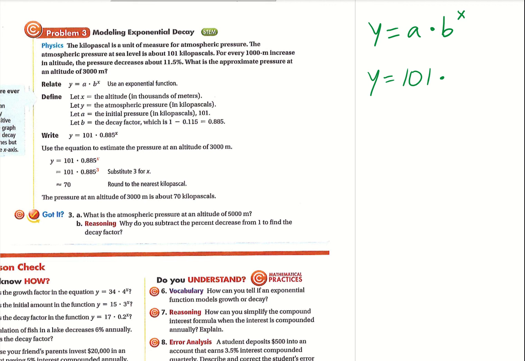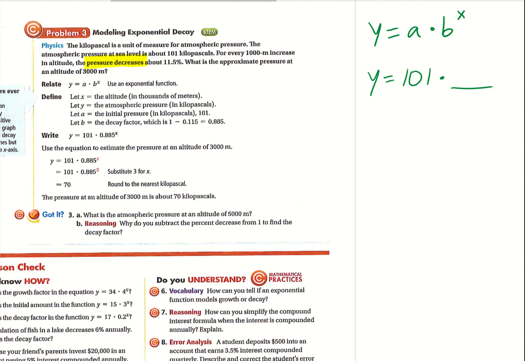One big way that we can tell, if the problem doesn't tell us, whether it is going to be exponential growth or exponential decay would be this right here. This is telling us that the pressure is decreasing. Whenever it's decreasing, we can pretty much know for sure that it's going to be decay, because it's going to be going down. So it's going down by 11.5%.